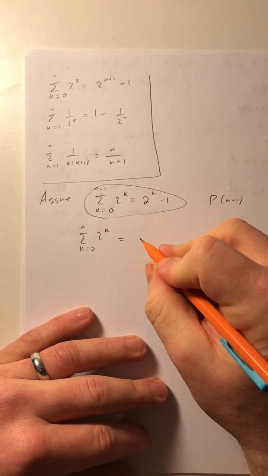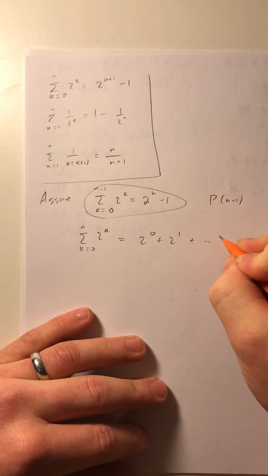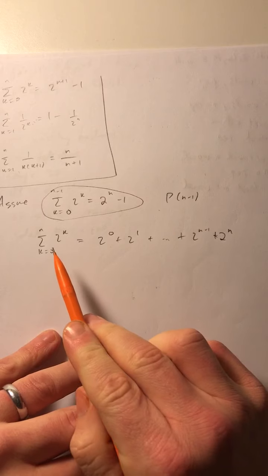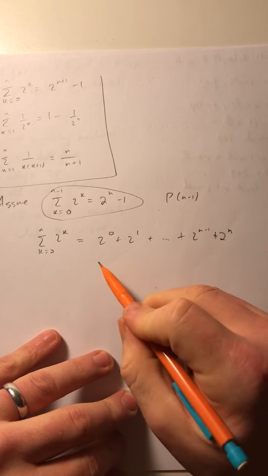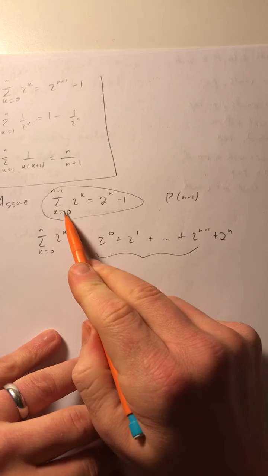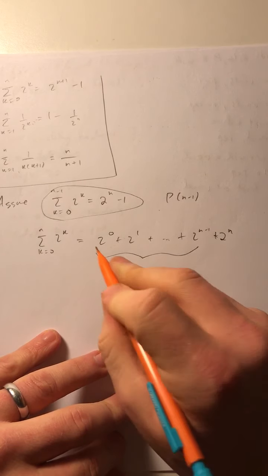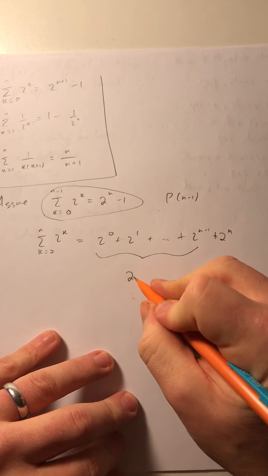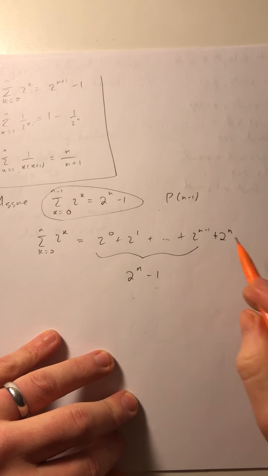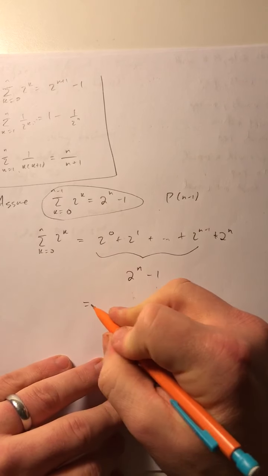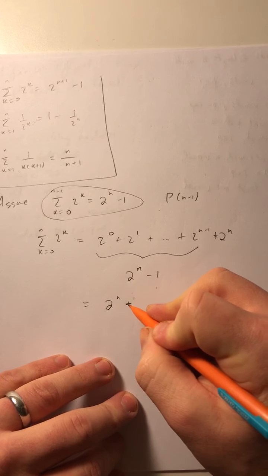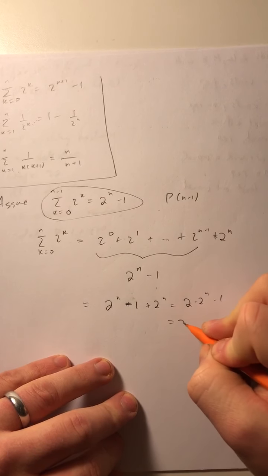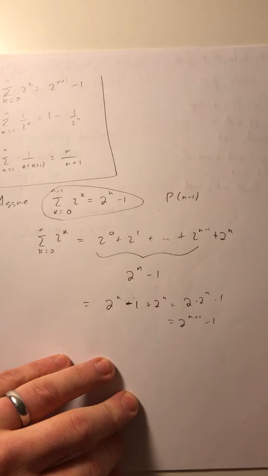Well, let me just write it out. I have 2 to the 0 plus 2 to the 1 plus dot dot dot plus 2 to the n minus 1 plus 2 to the n. That's what this is, right? And if I just look at the first part, that's the left-hand side of P(n-1), which means it's equal to the right-hand side of P(n-1), so that's 2 to the n minus 1. And then I still have this 2 to the n term over here. So I have 2 to the n minus 1 plus 2 to the n. That's 2 times 2 to the n minus 1, and that's 2 to the n plus 1 minus 1.